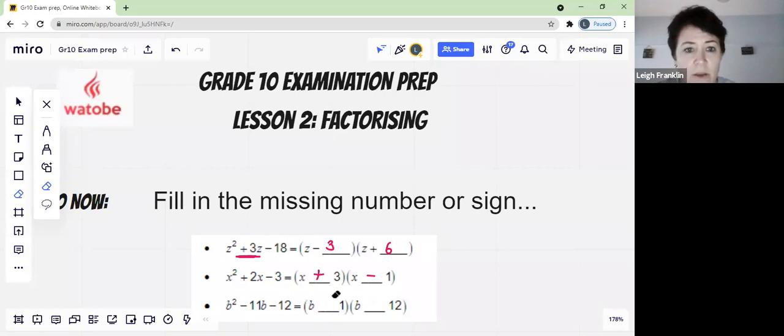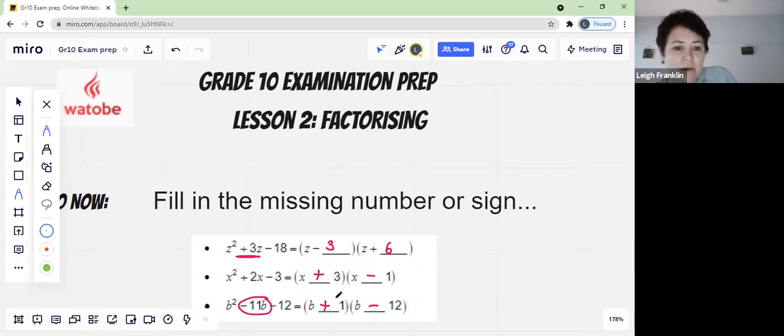Yes. -12 +1. Yes, Nolwazi, quite right. Okay, Nzole, do you know why though? Do you know why it has to be +1 and why it has to be -12? Because your middle term, Nzole, is negative. So the bigger of the two numbers is the one that has to be. You disagree, Harry?